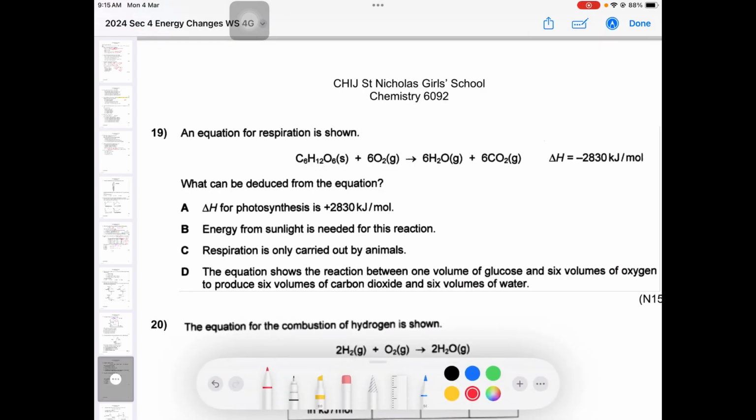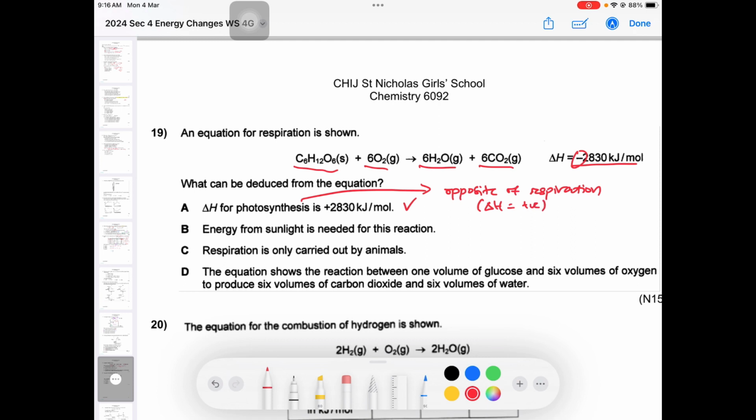Let's look at question 19. You're given the equation for respiration. So you can see glucose reacting with oxygen to form water and carbon dioxide, and you're told that the reaction is exothermic. So what can be deduced from the equation? Option A, delta H for photosynthesis is positive 2830 kilojoules per mole. This is correct, because we know that photosynthesis is the opposite of respiration, and therefore the delta H would be positive.